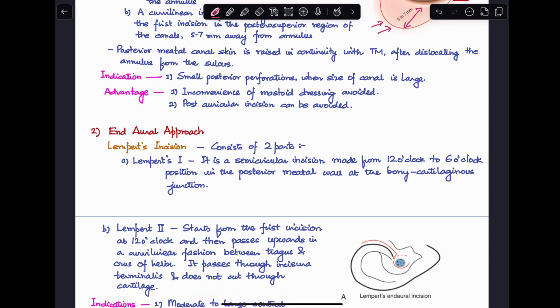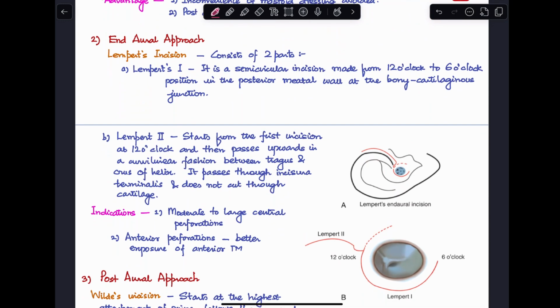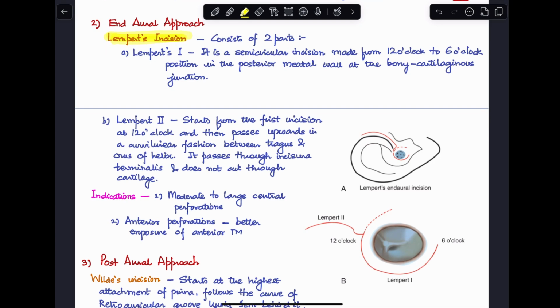Second, we'll talk about the endaural approach. The endaural approach is done with the help of Lempert's incision, and Lempert's incision has two parts. The first part, the Lempert's 1 incision, the first image over here that you see, is a semicircular incision made from 12 o'clock to 6 o'clock position in the posterior meatal wall at the bony cartilaginous junction. So Lempert's 1 is first of all a semicircular incision. We are going from 12 o'clock over here to 6 o'clock at the bony cartilaginous junction.